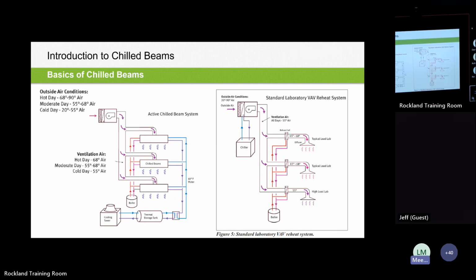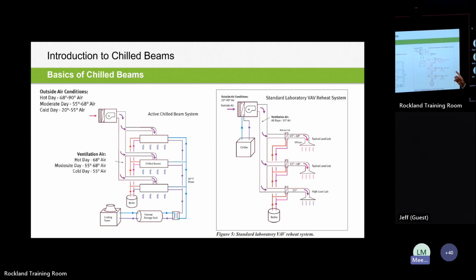Yeah, so you're still going to have your fume hood exhaust. Chilled beams are good for high load, load-driven labs. For exhaust-driven labs, you're going to have other makeup air diffusers, something to supplement the chilled beams, or a different approach altogether because it's such a high exhaust rate.